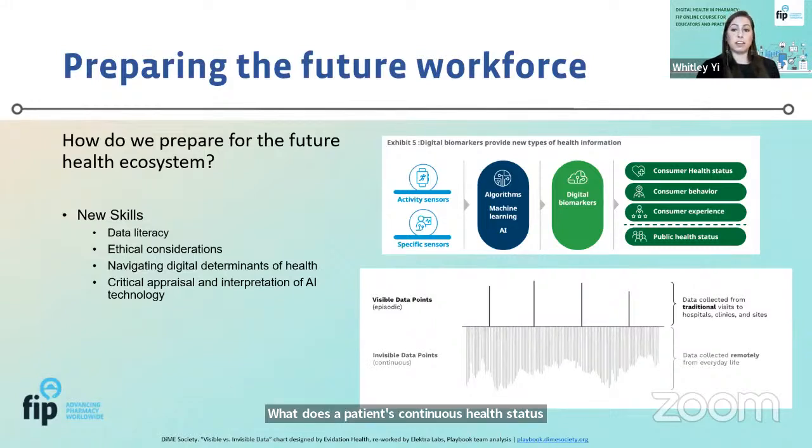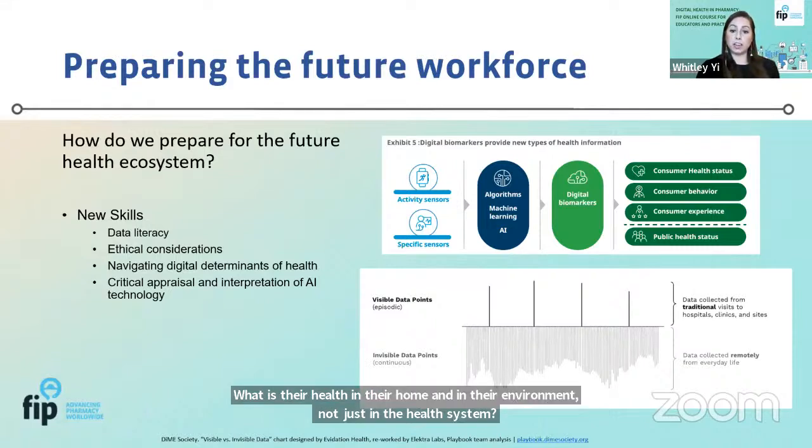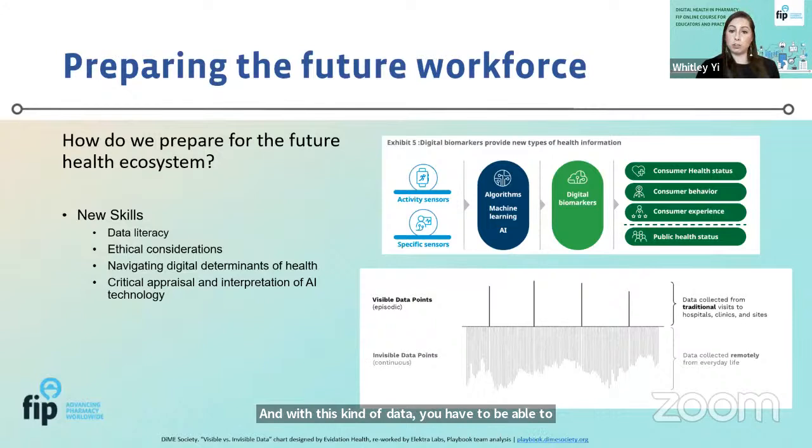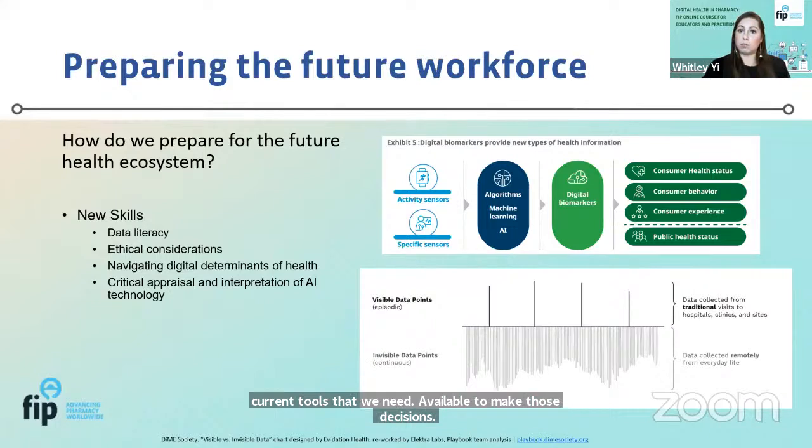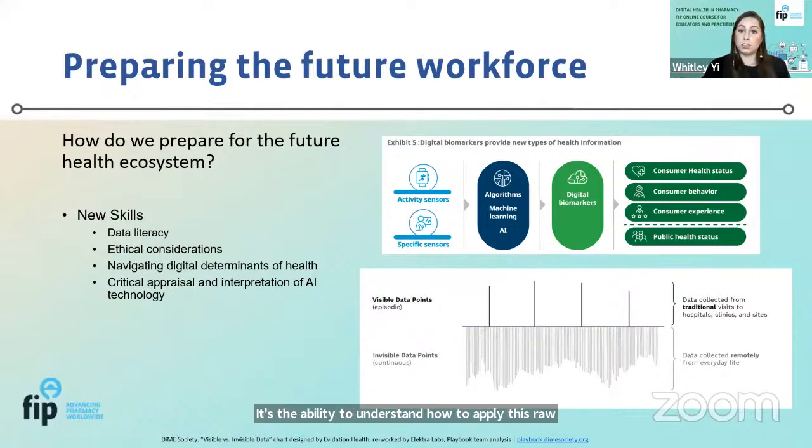What is their health in their home and in their environment, not just in the health system? And with this kind of data, you have to be able to understand how to interpret it. How do you make clinical decisions based off that, even if there are not necessarily the guidelines or the current tools that we need available to make those decisions? It's the ability to understand how to apply this raw data and how to help patients understand it.